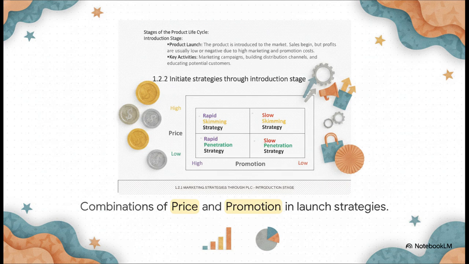You can choose a high or low price, and you can pair that with high or low promotion, which creates 4 distinct launch strategies in this matrix. Setting a high price is what we call skimming, while setting a low price is called penetration. Whether you do either of these rapidly or slowly entirely depends on how much cash you're dropping on promotion. Let's break these down, starting with skimming.